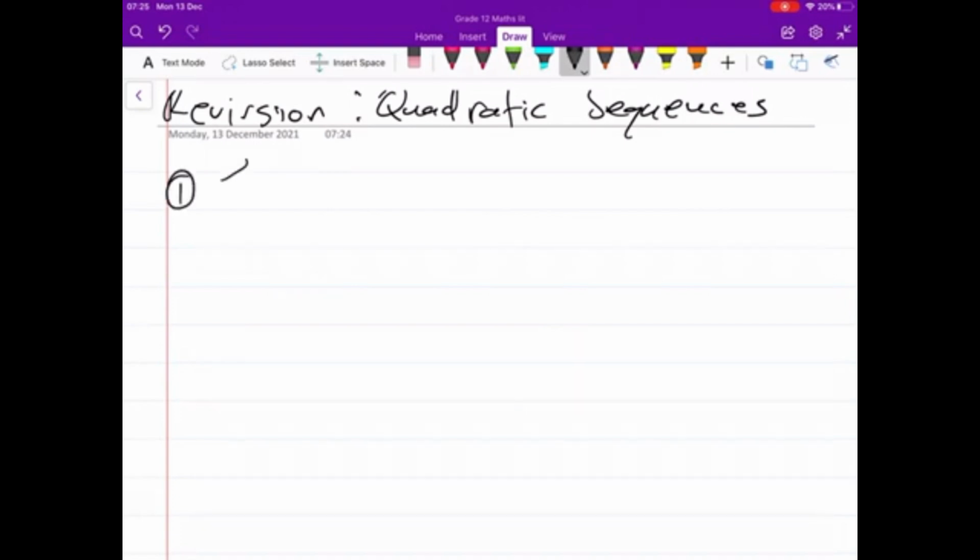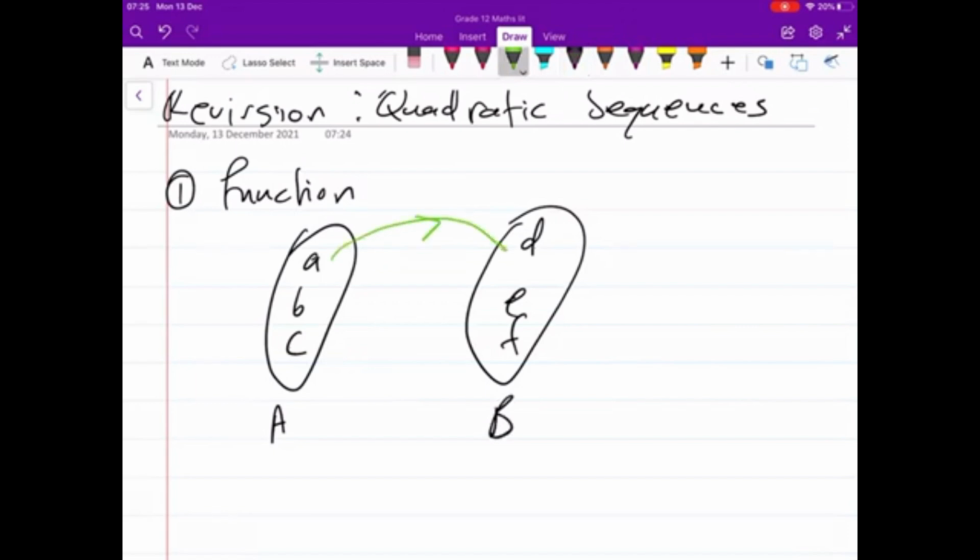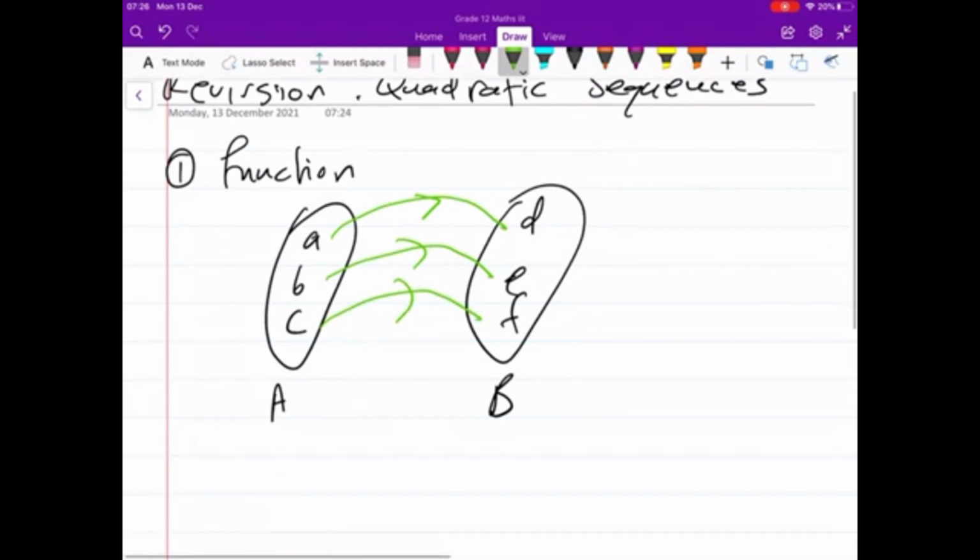is that a function is a rule that assigns a given set of points to another given set of points, which means that if I have elements A, B, and C within set A, and the elements D, E, and F in set B, a function will link this point with that point, that point with that point, and that point with that point. So that is a function. It is a rule that assigns a given set of points to a particular set of points.